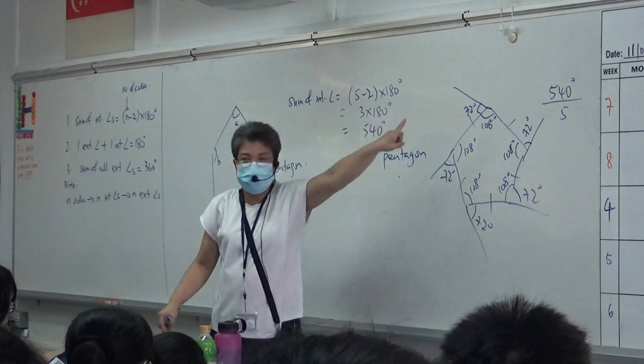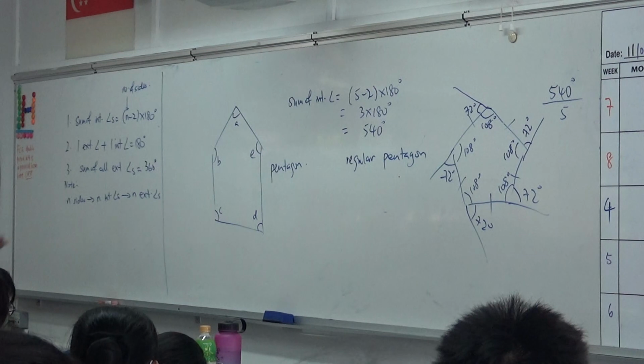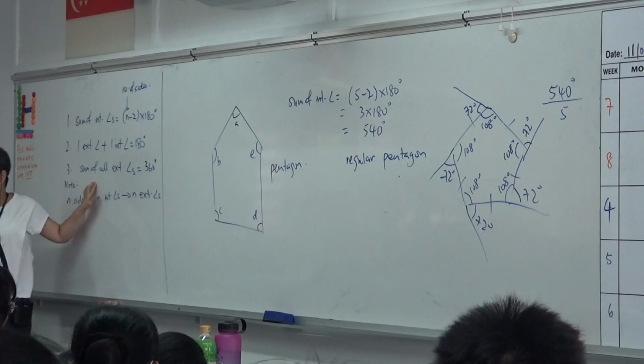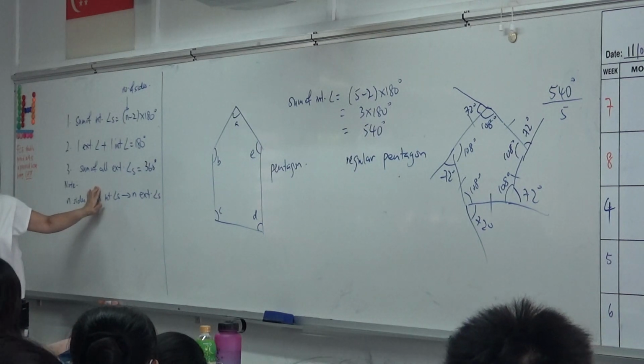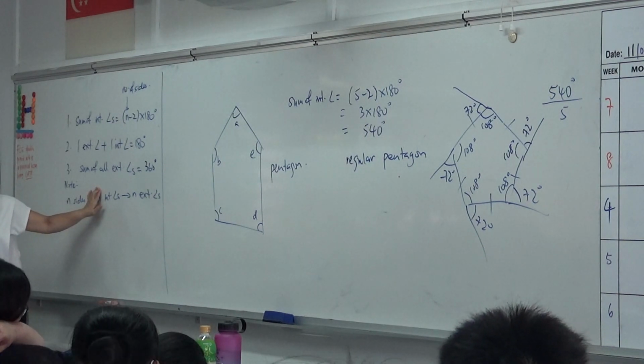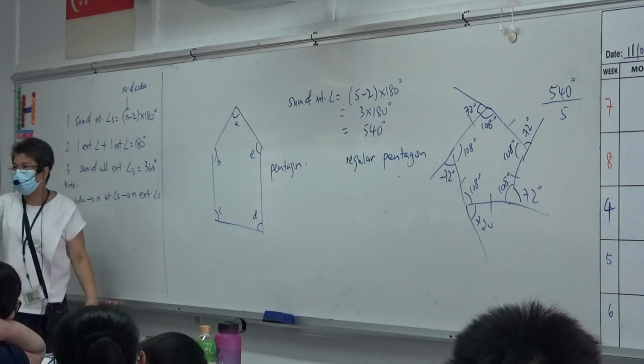Can all of you take 72 times 5? Is it 360? Yes. Regardless of the number of sides, all the exterior angle adds up to 360. It can be 10 sides, 30 sides, whatsoever. Everybody clear with what I'm saying here? Yes or no?